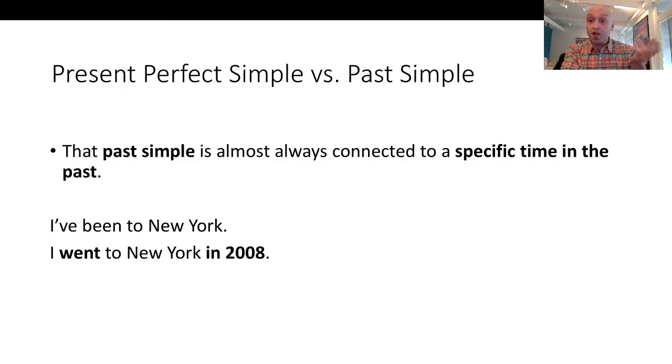Uma pergunta frequente: qual é a diferença entre o present perfect simple e o past simple? Past simple geralmente está sempre conectado a um tempo específico. Por exemplo, I've been to New York não é específico, mas I went to New York in 2008. Quando está conectado a um tempo específico, sempre vai usar o past simple.